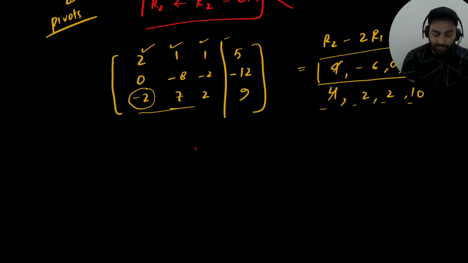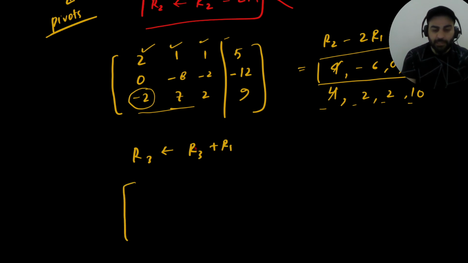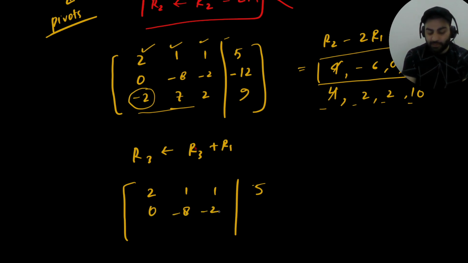So what will I get if I add R3 plus R1? I'll just add them. What I get is 2, 1, 1, because the first row won't get changed, because that is not our goal. Our goal is to get zeros in the pivot positions. So now this is 0. This is minus 8. This is minus 2. Again, now this will become 0. 2 minus 2 is 0. We are just adding them together.